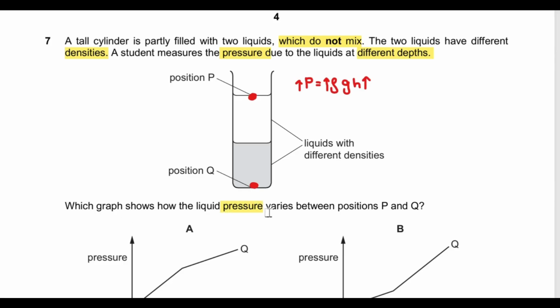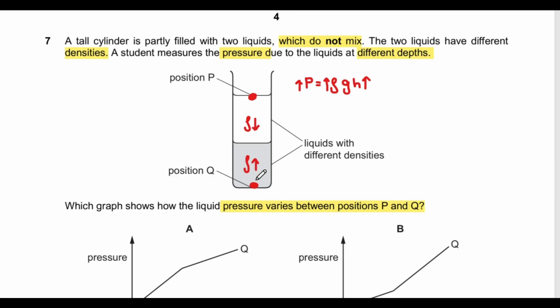Which graph shows how the liquid pressure varies between point P and Q? The liquid that is above would have a lower density than the liquid that is below, and when the object starts sinking from the first liquid, its pressure increases due to the increase in depth.